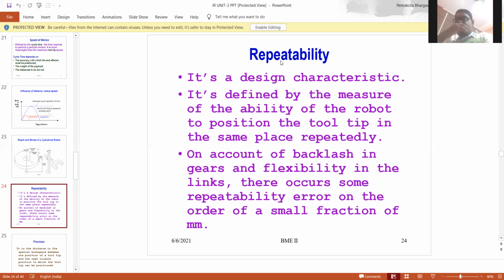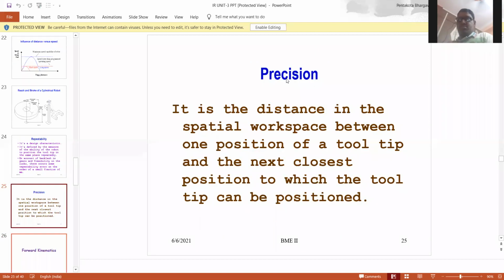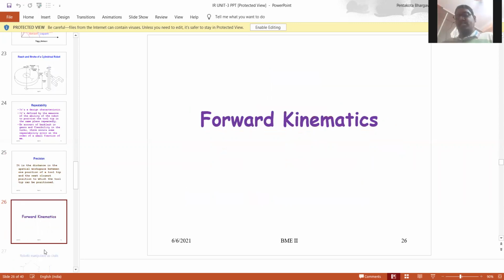Next, I already mentioned precision. It is the distance in the spatial workplace between the position of a tooltip and the next closest position. Here the closest position means, with an accuracy value of 0.1, the precision value is 0.3. So that is the closest position to which the tooltip can be positioned. Okay, next slide.